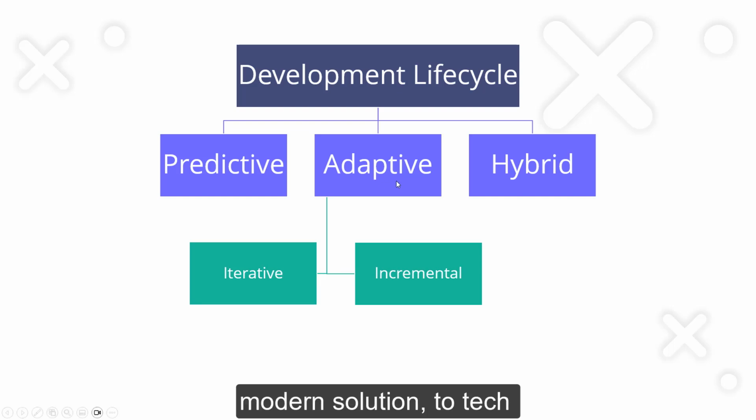Adaptive life cycle is the modern solution to tech disruption in project management. This style of life cycle methodology started as a direct response to the internet revolution a couple of decades back. Adaptive is the same as Agile. It is a very broad umbrella of flexible methodologies. The first and foremost philosophy of Agile or adaptive is that change is expected. That's why it's called adaptive. And often it is welcomed.